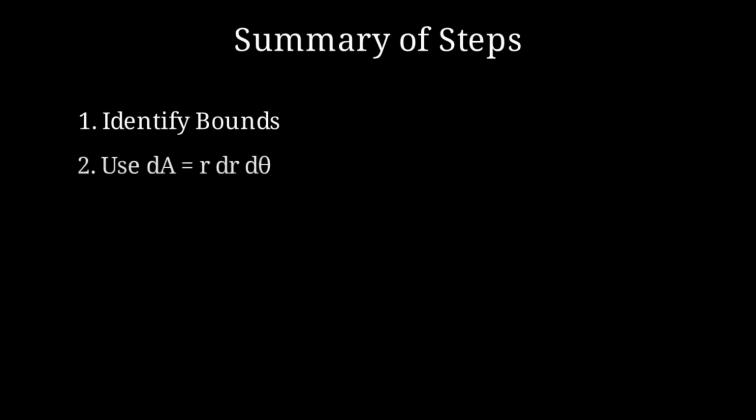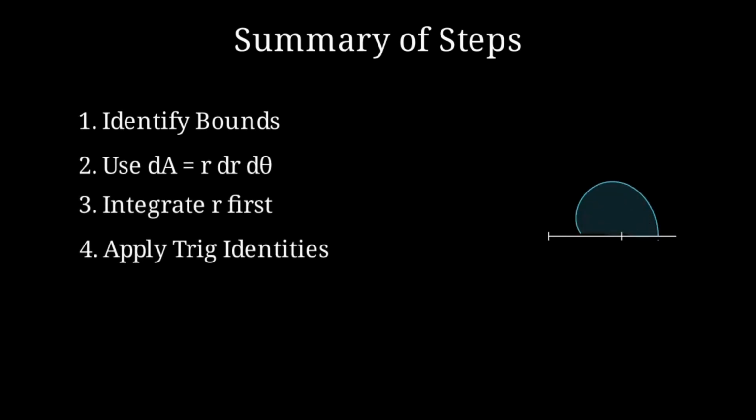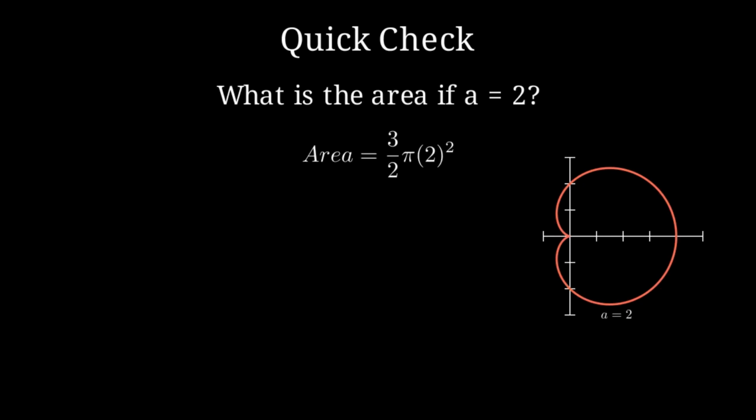To recap, always start by identifying your radial and angular bounds, remember the extra r in your area element, and use trigonometric identities to simplify the integration of squared terms. Try a quick calculation. If the parameter is 2, we square it to get 4, multiply by 3 halves, and the area becomes 6 pi. Applying the formula is straightforward once you have derived it.